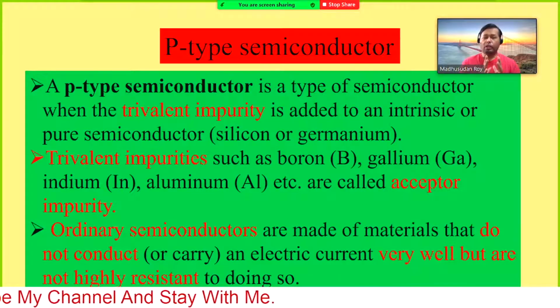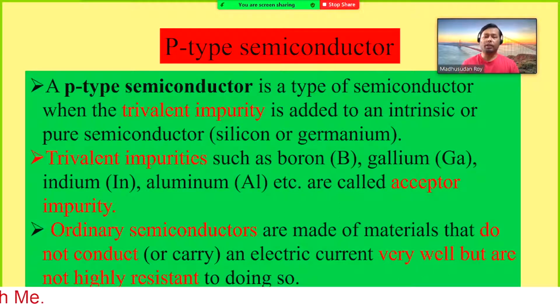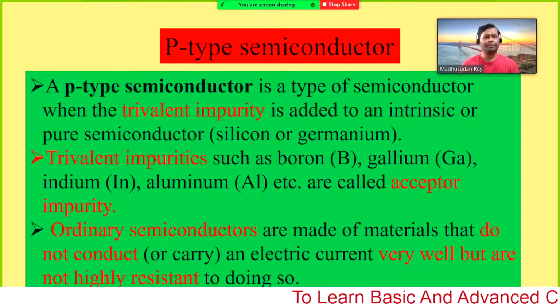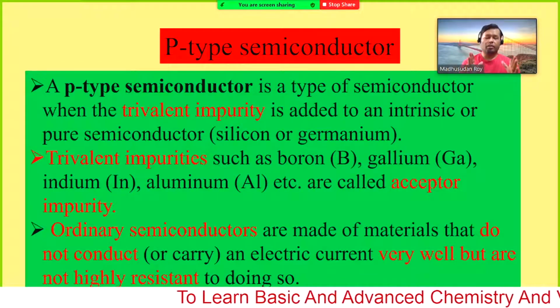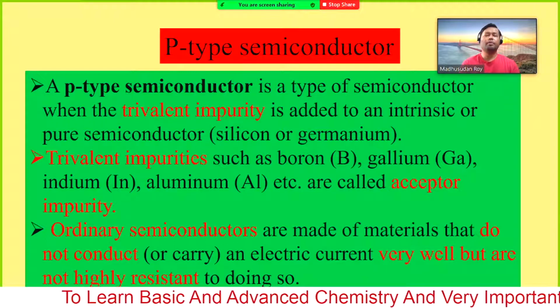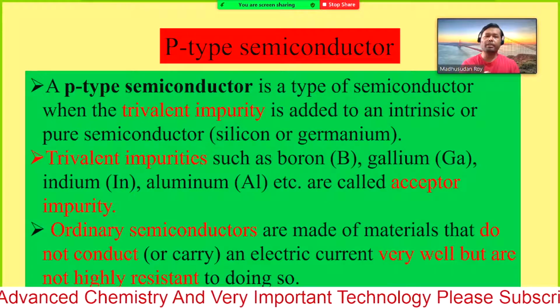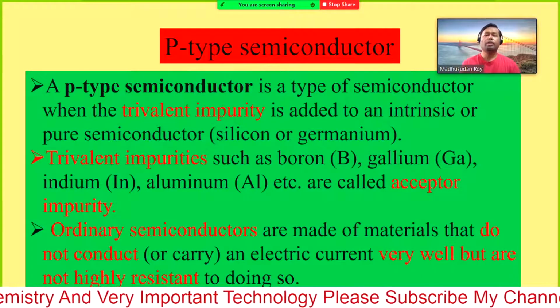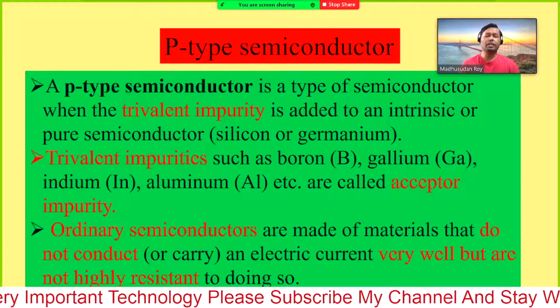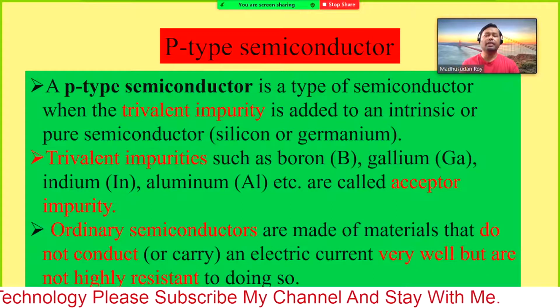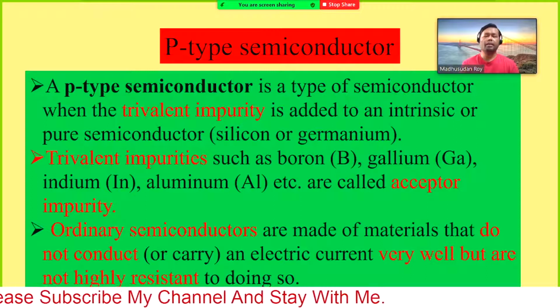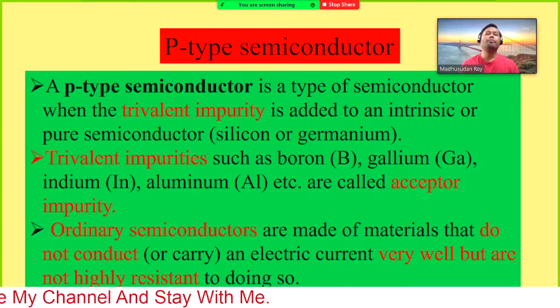So it does not conduct very well. That means an ordinary semiconductor does not conduct very well at room temperature or naturally. However, its behavior can change if you change the properties very little, just like if you add some dopant or increase the temperature. If you increase the temperature a little bit, the conductivity of that pure semiconductor can be increased.